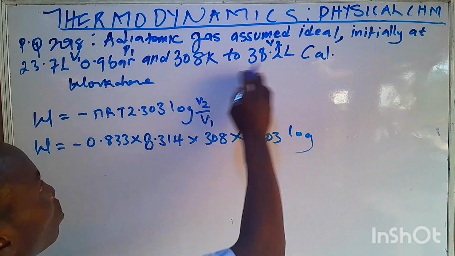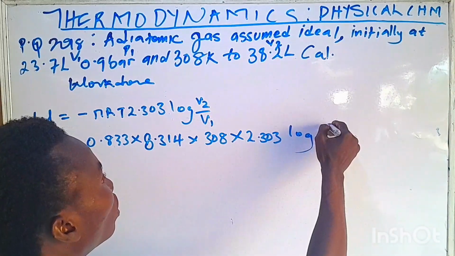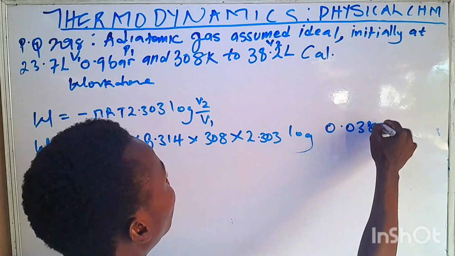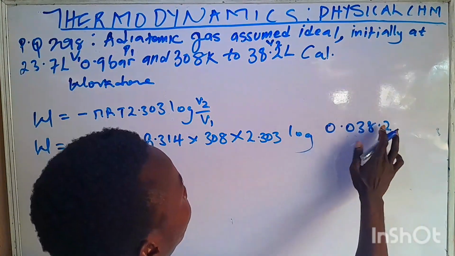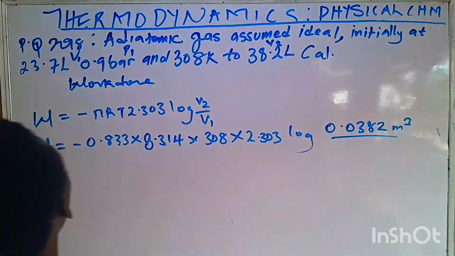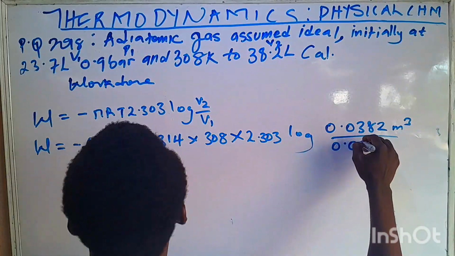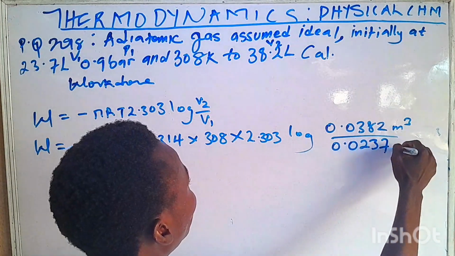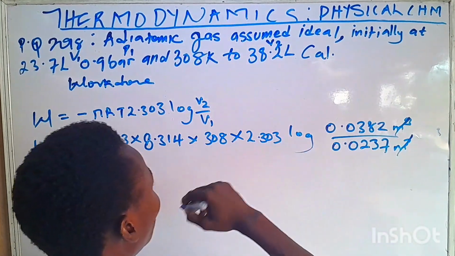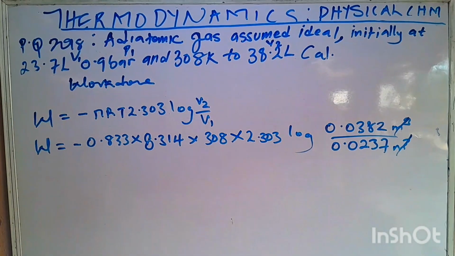What is the value of our V2? We have converted it before, and if you convert it, you are going to have 0.0382. Please, in meter cube, take note of that. Then divided by 0.0237. That is volume in meter cube. Okay, so this one and this one are supposed to be there. So when you use this one to divide this, what are you going to have at the end?